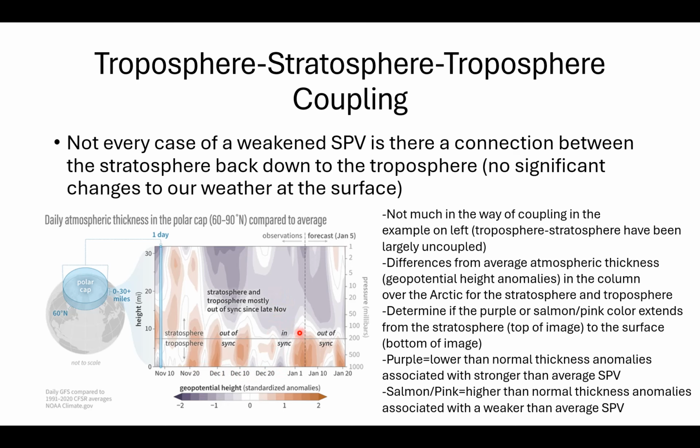We only have one case in which this purple coloring extends from the stratosphere down to the surface, just after December 20th in this example, and that would be a case where there's coupling. Whatever you see out of sync, we don't have the connection or the coupling, or that energy transfer from the stratosphere back to the troposphere. Okay.